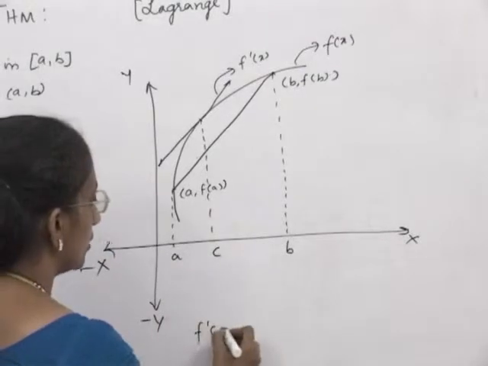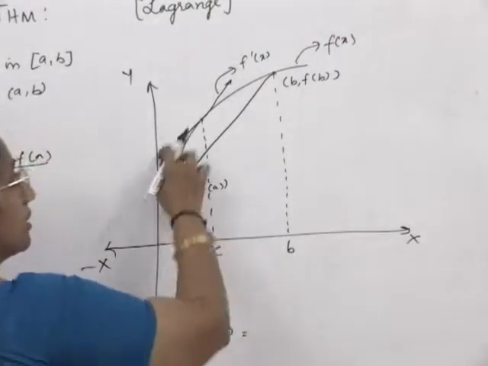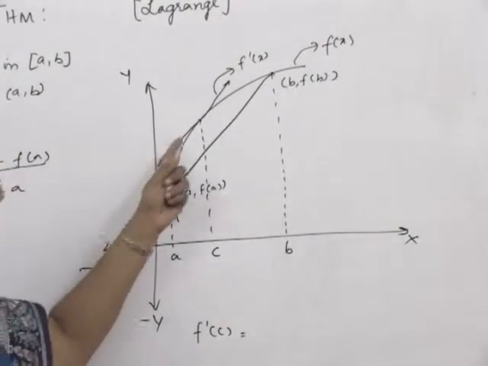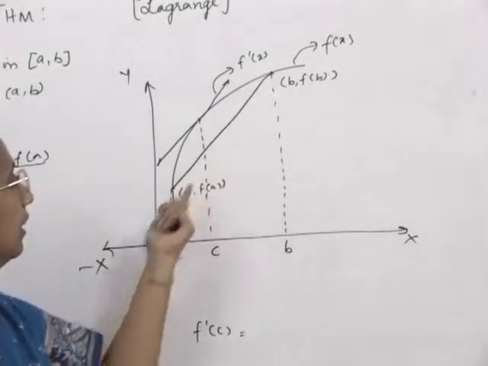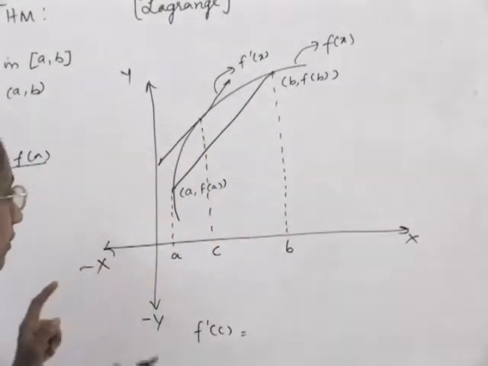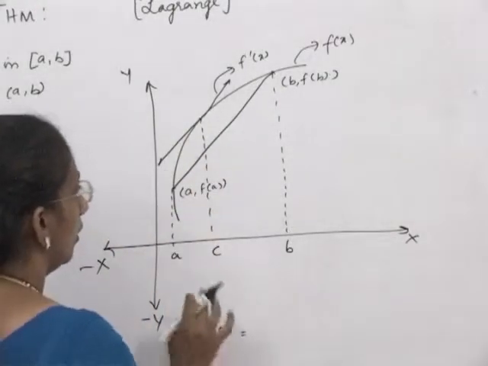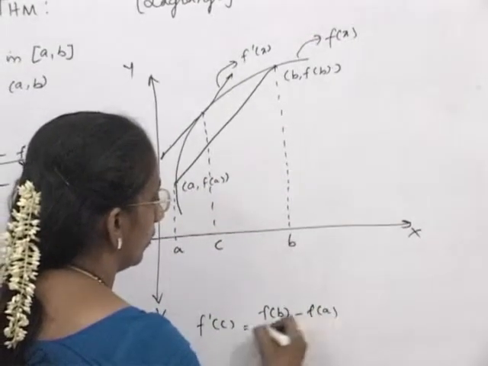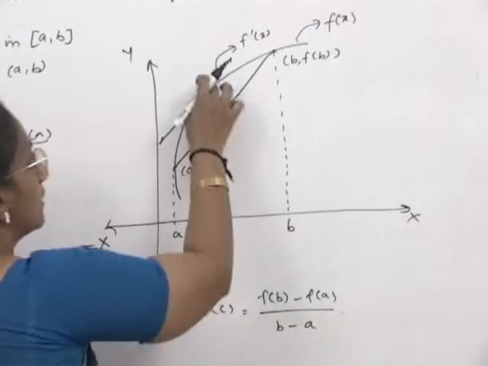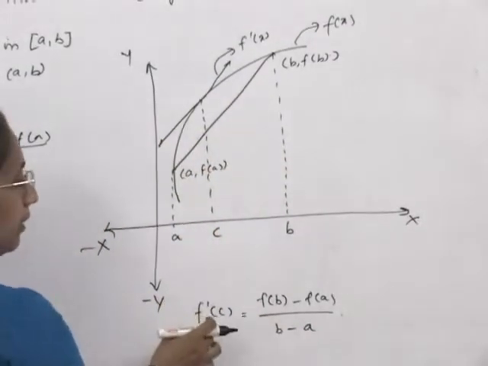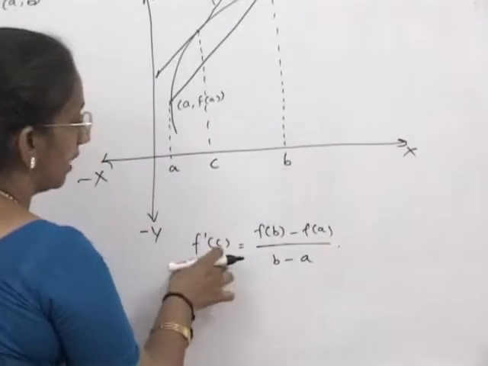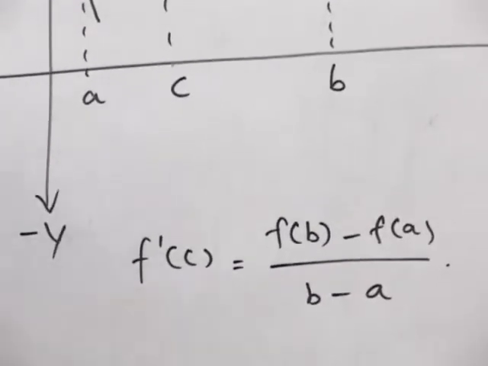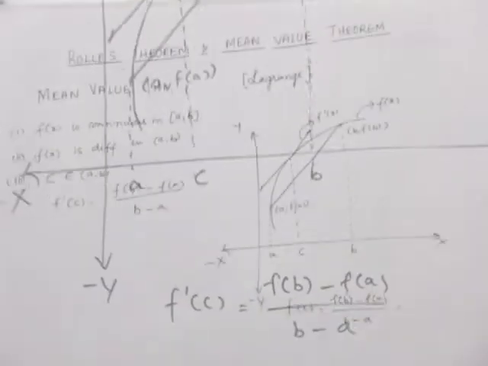Now f dash of C is nothing but the slope of this tangent at the point C. Now we can see that this tangent is parallel to the line joining a comma f of a and b comma f of b, which is nothing but a secant to this curve. Now what is the slope of this line? It is f of b minus f of a divided by b minus a. Now since this tangent and this secant are parallel, we know that their slopes should be equal, which implies that f dash of c is f of b minus f of a divided by b minus a, and that gives the geometrical meaning of the mean value theorem.